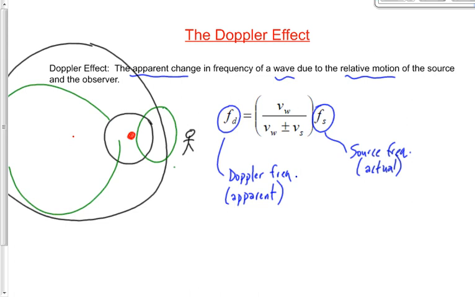VW, VS. VS, a lot of people look at that and say, oh, VS, that's easy. That's the speed of the sound, right? Well, we're not necessarily talking about sound. We're talking about waves. And usually it ends up being sound, but not always. This equation is valid whether it's sound or not. VS doesn't stand for the speed of sound. It stands for the speed of the source.